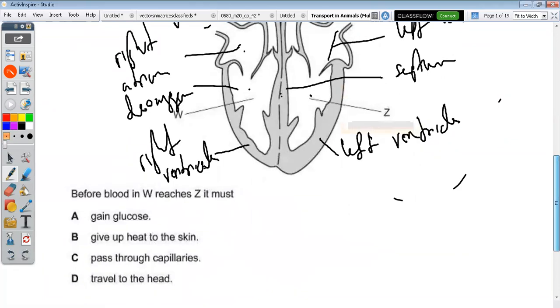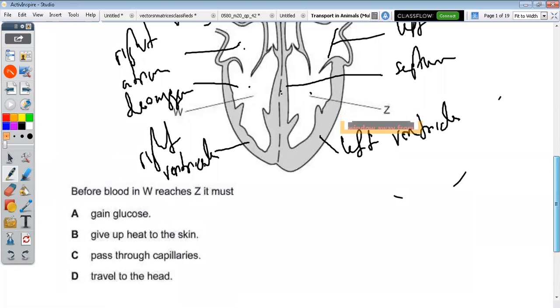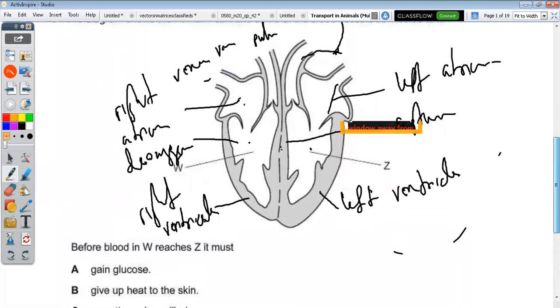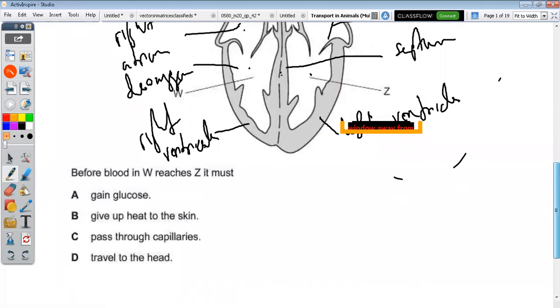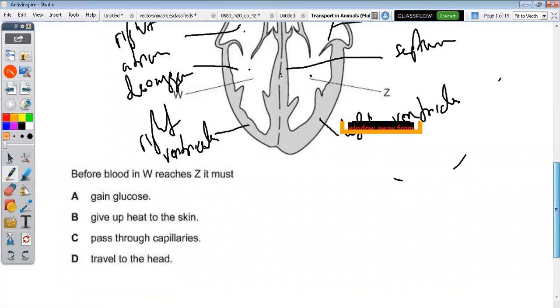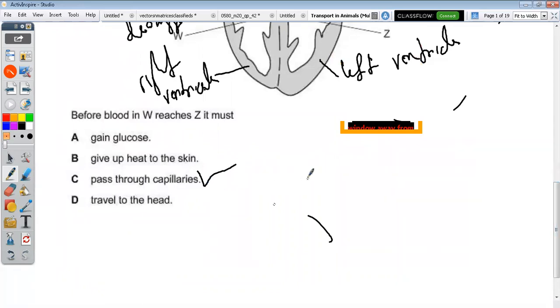So before blood reaches, it gains what? It gains oxygen. So let's see what they're talking about here. Reaches in W, reaches Z. Gain glucose, gain heat, passes through the capillaries. Are we together? Because under the alveoli there are capillaries. So it passes through the capillaries.